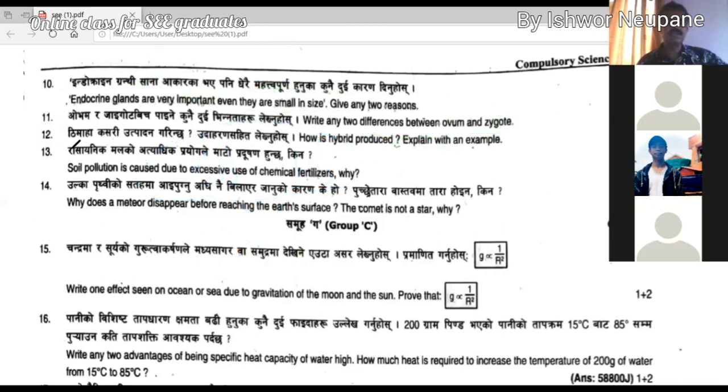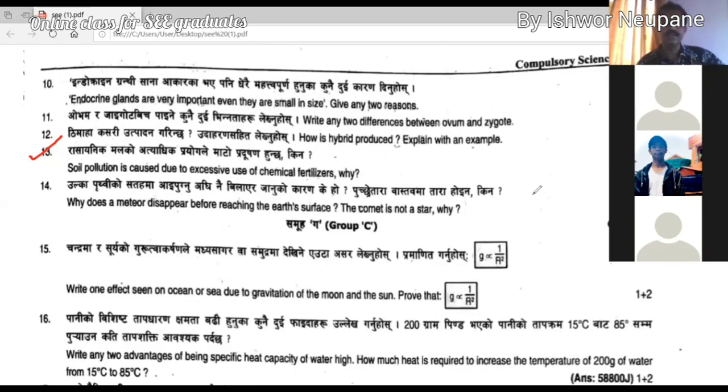Question number 13: soil pollution is caused due to excessive use of chemical fertilizers. Why? Soil pollution is caused due to excessive use of chemical fertilizers because, number one, chemical fertilizers provide only one type of nutrient. Number two, they kill the useful insects of soil.